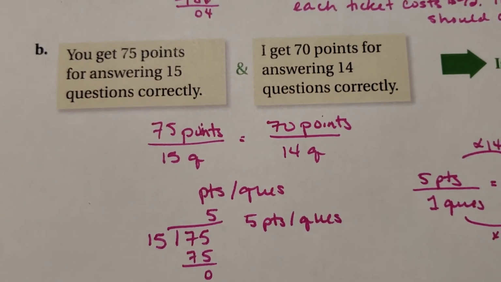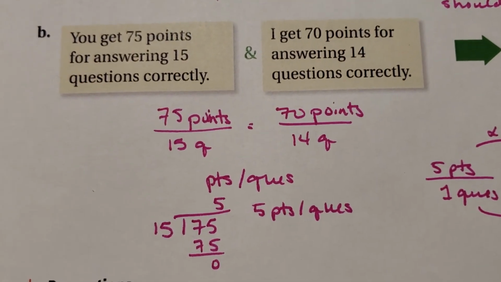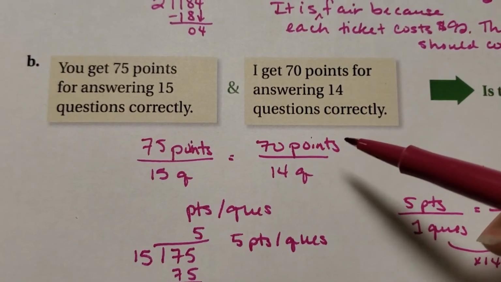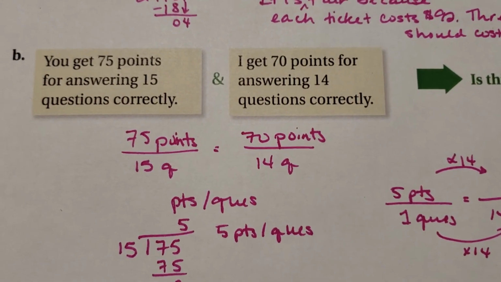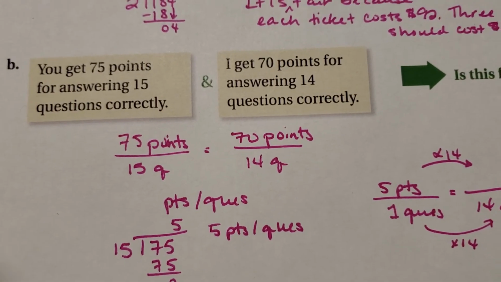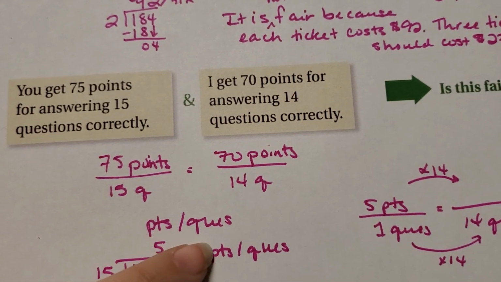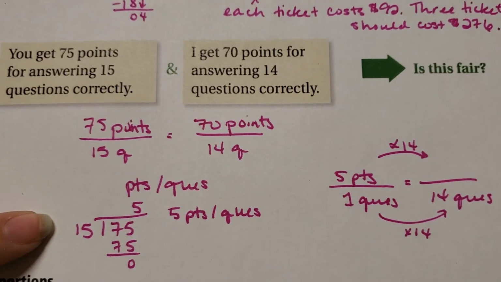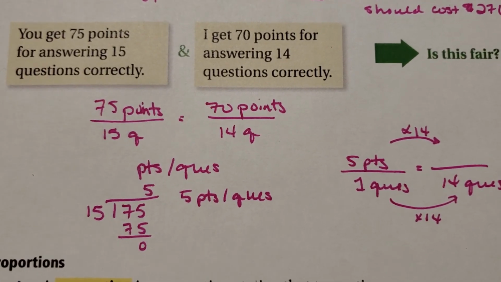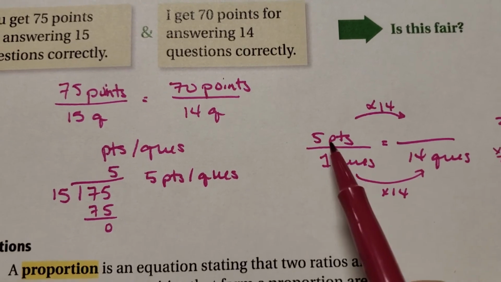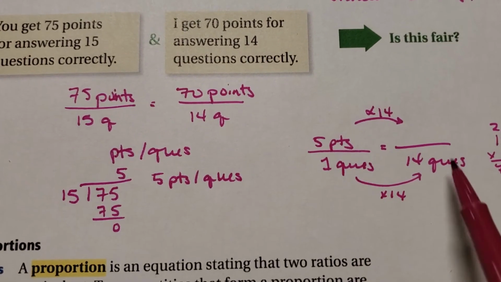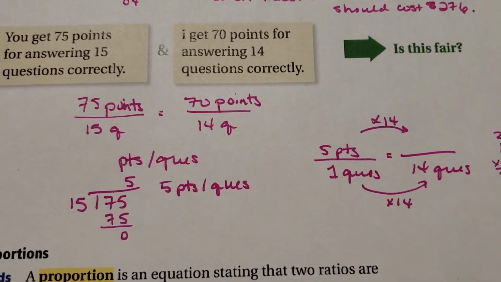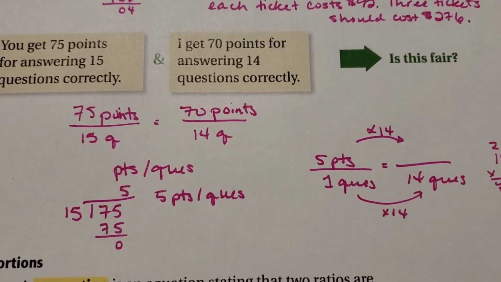Okay, so this is what your setup should look like. You should have 75 points per question, 70 points per question. And again, the whole point of this is we want to know how many points are you receiving per question. So we have to do the division on that, and we get 5. So 5 points per question. Over here, we have 5 points per one question, and I want to know if I get 14 questions correct, am I going to get 70 points on my quiz or my assignment?